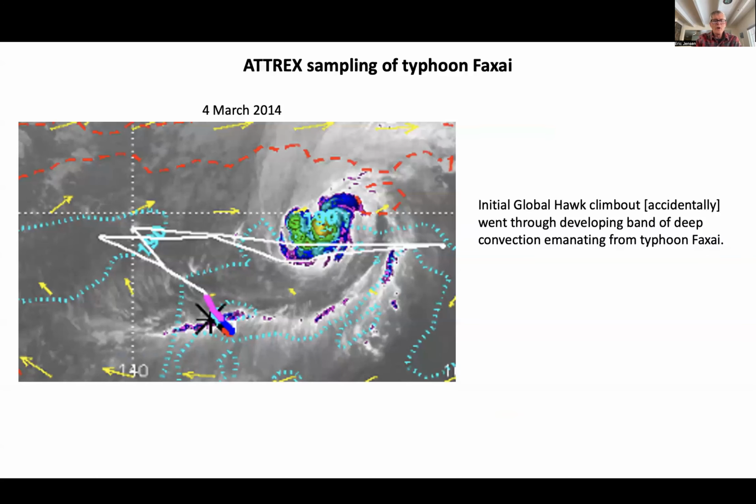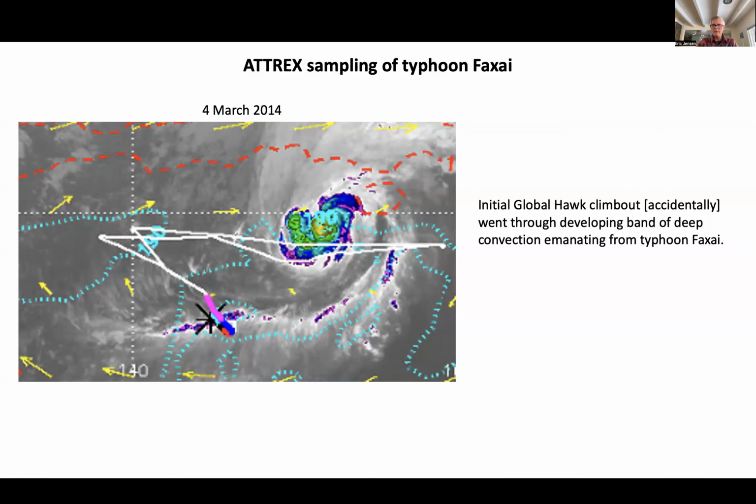Okay, so starting off with ATREX, this was when we were out at Guam in late winter, early spring, 2014. And there was this typhoon nearby that had kept us on the ground for a few days. So we were anxious to get off the ground as soon as this typhoon passed north of us. But it turned out as we took off here, we went right through, by mistake, a band of active developing convection in this rain band emanating from the typhoon.